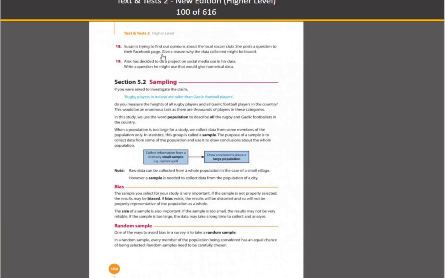Right, 18 and 19. Susan is trying to find out opinions about the local soccer club. She posts the question to their Facebook page. Give a reason why the data collected might be biased. So she's targeting people who are part of the club. The data she gets back might be considered biased because the people answering the questions are part of the club.